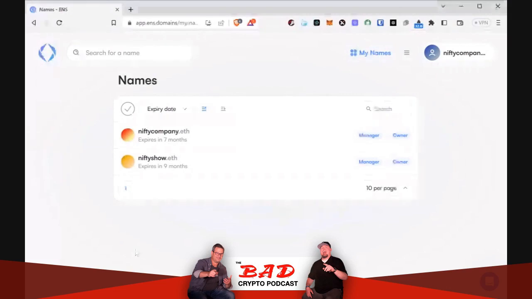So, for example, I've got niftycompany.eth and niftyshow.eth in the same wallet here, but only one of them could be active and point to the actual address, right? Or can either of them point to the same address? Only one can be your primary name, right? The primary name for a wallet, but you can add it to others as well.